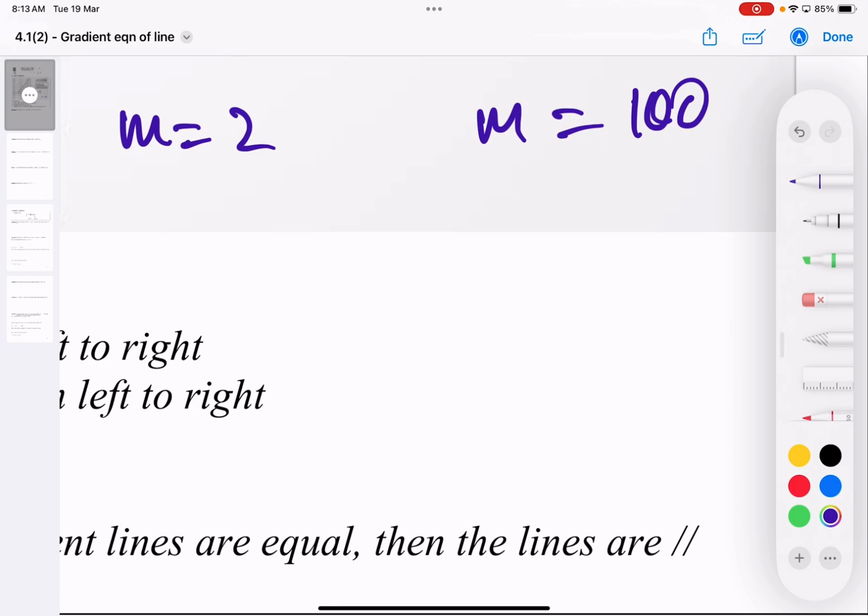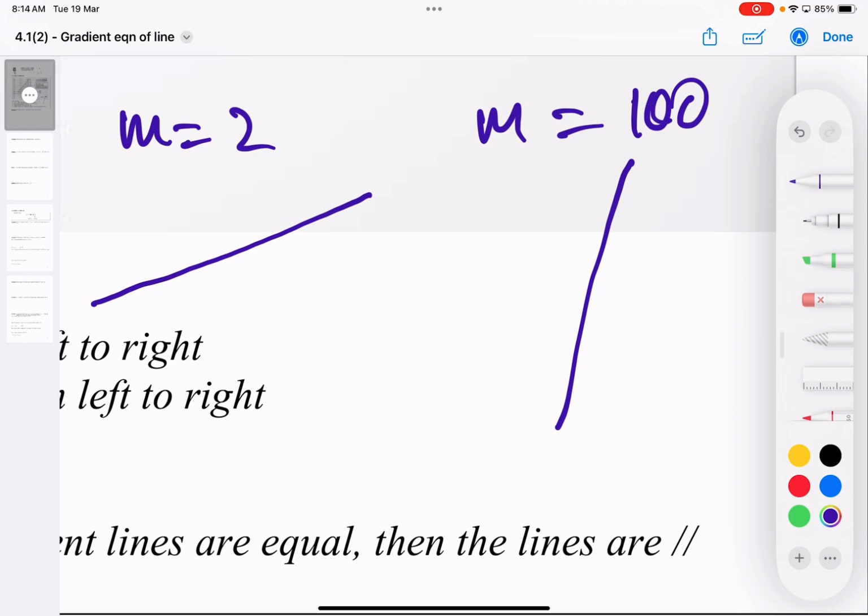So if I were to draw this line, and let's say I draw it to scale, this line is something like this, a very gentle slope with a gradient of 2, then I would expect this line with a gradient of 100 to be much steeper. Okay, can you get it? Okay, so you must understand what is gradient, because a lot of you will graduate from here and you will not know what the idea of a gradient is. Okay, so it's very important to understand what is gradient.